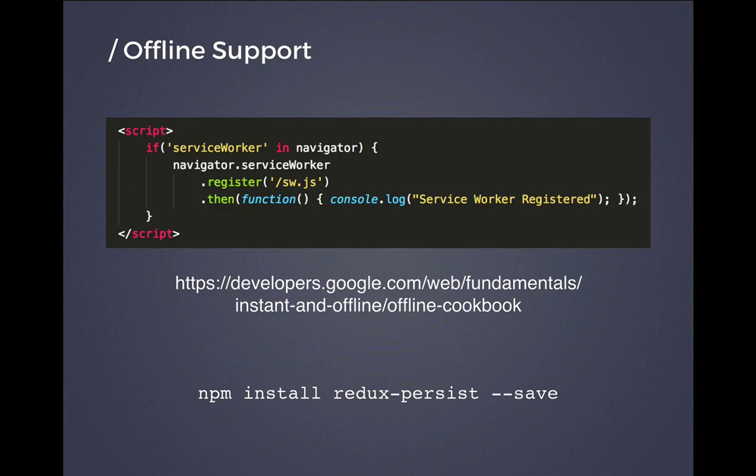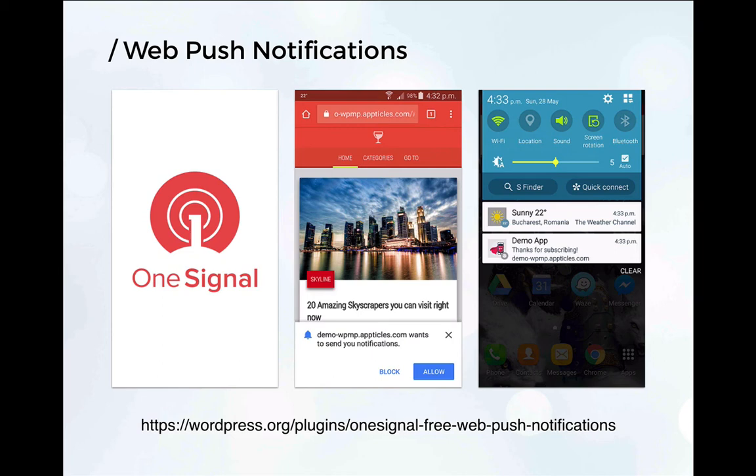Caching the application's shell also has benefits even when we have a network connection, because the app will load much faster. If you want to go even further and start caching the data that comes from the API, you can use NPM packages such as Redux Persist and modify your app to save retrieved data from the browser's local storage. For web push notifications, I recommend taking a look at the OneSignal free WordPress plugin. This plugin also works with responsive themes, so you should definitely check it out immediately.